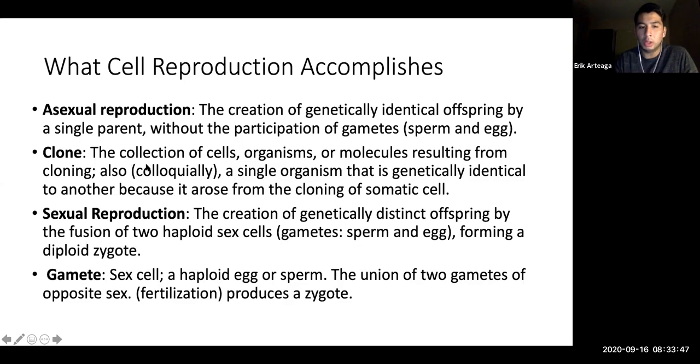Okay, so a clone is a collection of cells, organisms, or molecules resulting from cloning. Also, colloquially, a single organism that is genetically identical to another because it arose from a colony of a somatic cell. So a clone, again, just think of an organism that is genetically identical to itself, and when it reproduces or divides, it's going to be genetically identical to that original parent or mother cell.